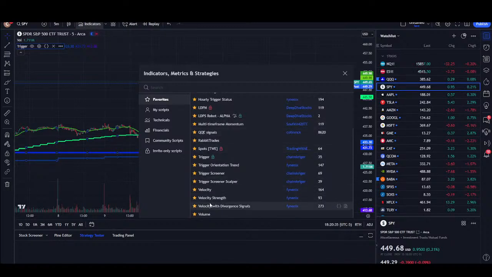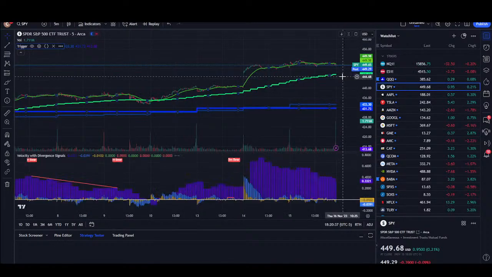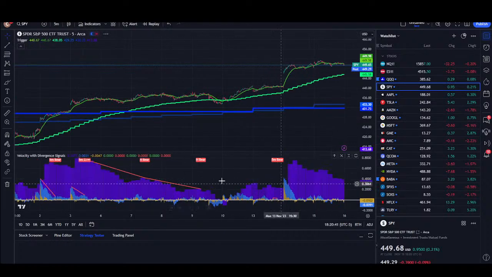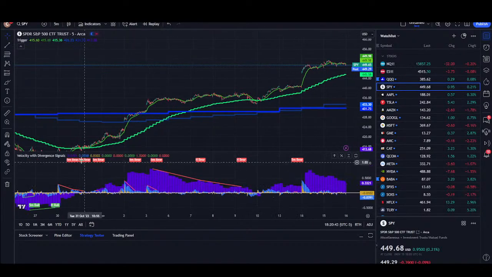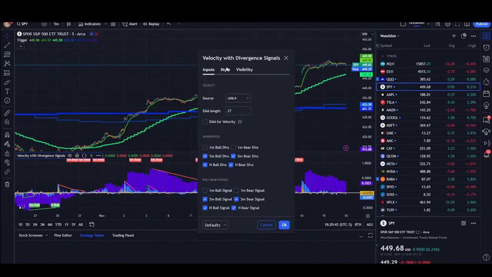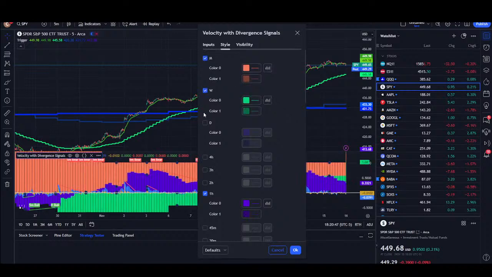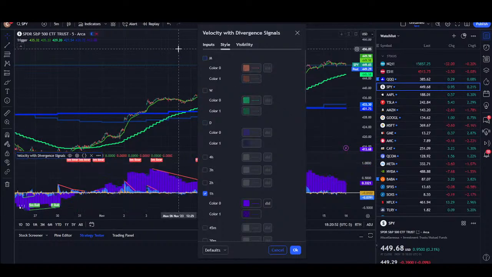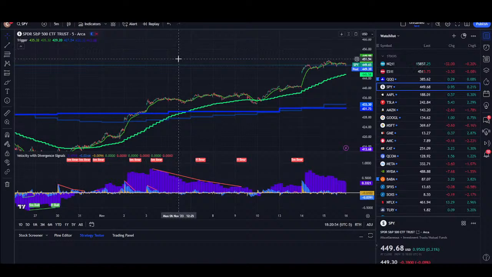So over there, you just go velocity with divergence signals. And remove volume because that's not something I use. And there you'll have velocity in the bottom. Go to the settings to put on monthly velocity, weekly velocity, daily velocity, and of course you could do the colors however you want.